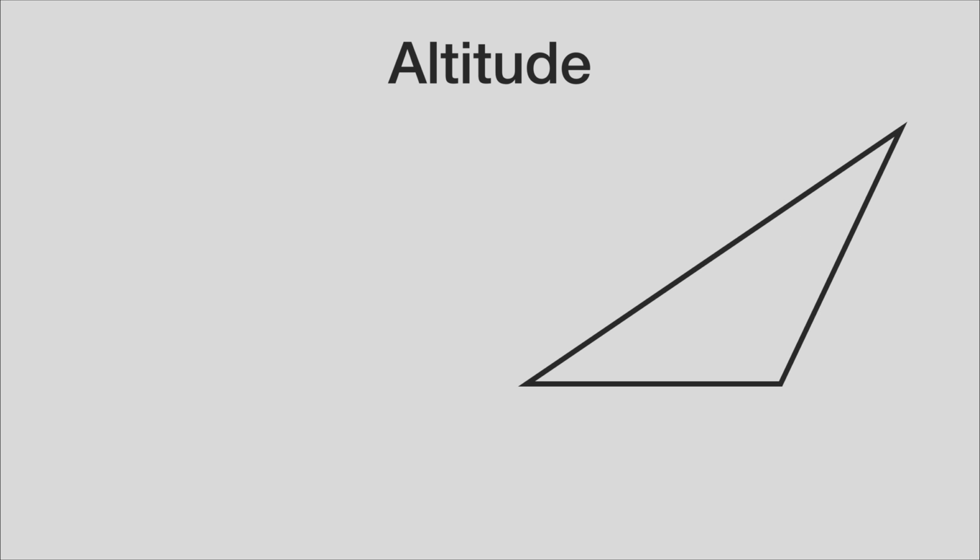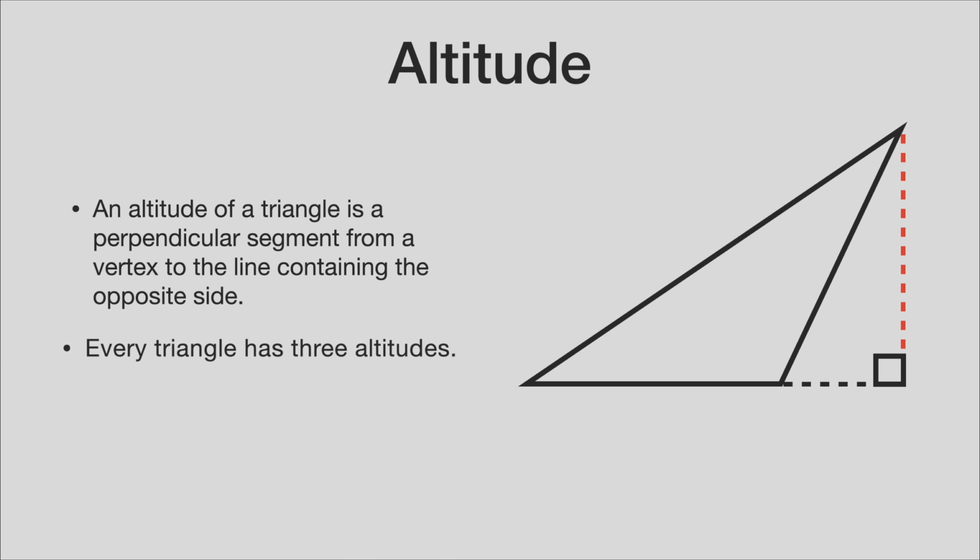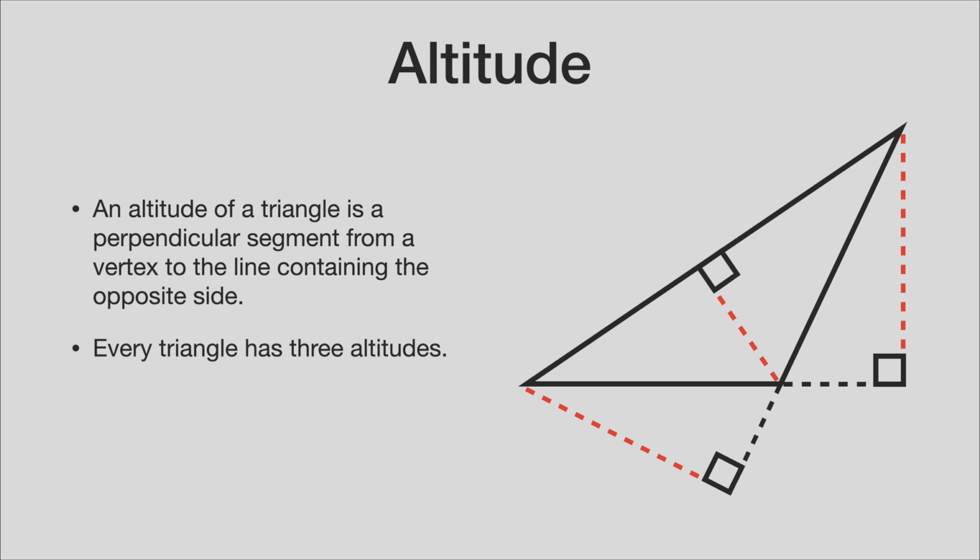So now let's talk about the altitude. An altitude of a triangle is a perpendicular segment from the vertex of the line to the line that contains the opposite side. Now notice, I did not say to the side. It can be off of it like we see right here. This is an obtuse triangle. Every triangle actually has 3 different altitudes based off of vertices, as you can see right here. An altitude can be inside, outside, or on the triangle.